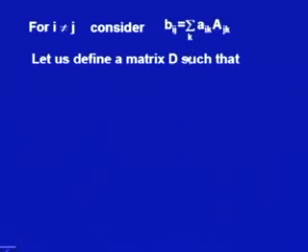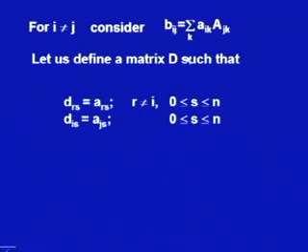Now, we define a new matrix D such that Drs is equal to Ars when r is not equal to i for all values of s lying between 1 and n. But Dis is equal to Ajs for all values of s. That means the ith row of D matrix is the same as jth row of A matrix. That is how we define a new matrix D.